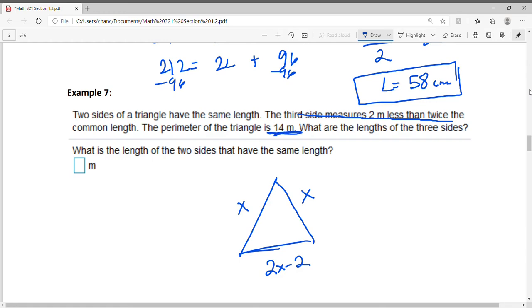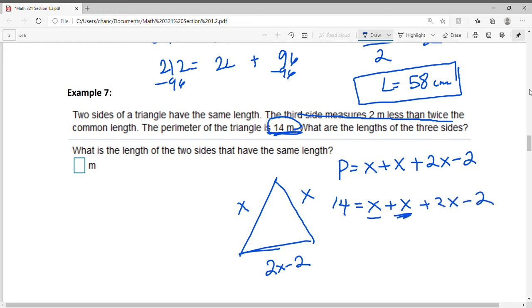The perimeter is 14. Now the perimeter is going to be all of the sides added together, and we know the perimeter is equal to 14 meters, so let's plug in 14 into that, and we'll simplify the right side. I got x, x, and 2x. That gives me 4x minus 2.